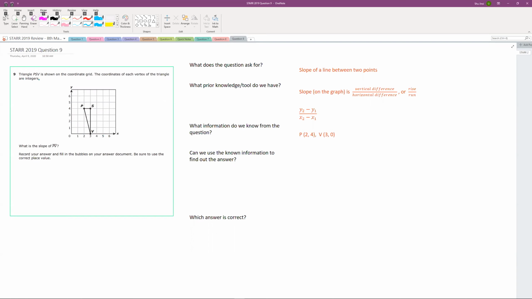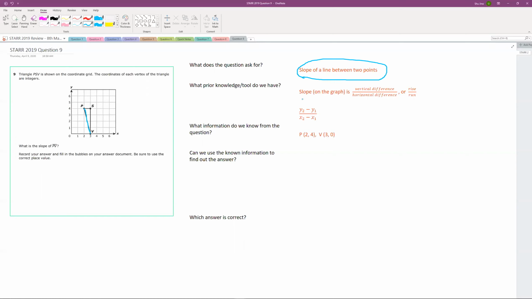It says triangle PSV is shown on the coordinate grid. The coordinates of each vertex of the triangle are integers, and it's asking for what is the slope of the line between P and V. So it's asking for the slope of a line between 2 points. So what do we know about slope? What prior knowledge do we have?